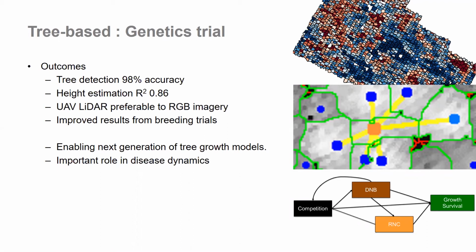And we also worked with Forest Protection Group here at Scion and found that our competition metrics were able to provide useful input in understanding the dynamics of disease. So we had data in this trial on Dothistroma needle blight and red needle cast, and found that competition metrics helped explain levels of disease as well as growth rates and survival.